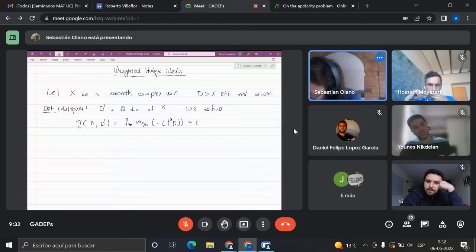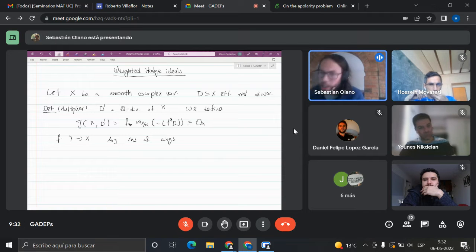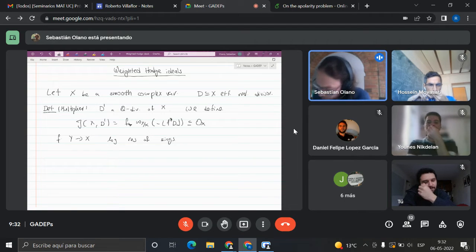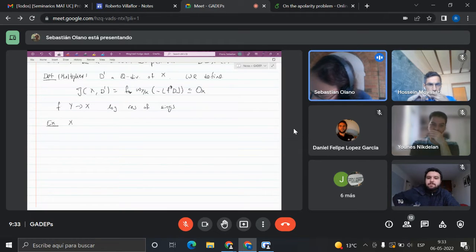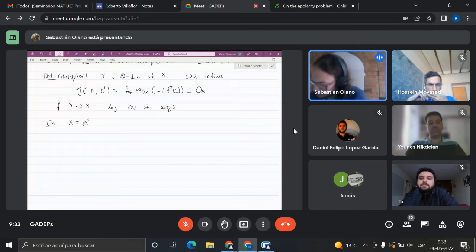It's this formula, where f is a log resolution of singularities. The formula is not very important. The point is that, associated to a Q-divisor inside a smooth variety, we can associate a sheaf of ideals. A common example is when we are working on A2, where a sheaf of ideals is just an ideal.